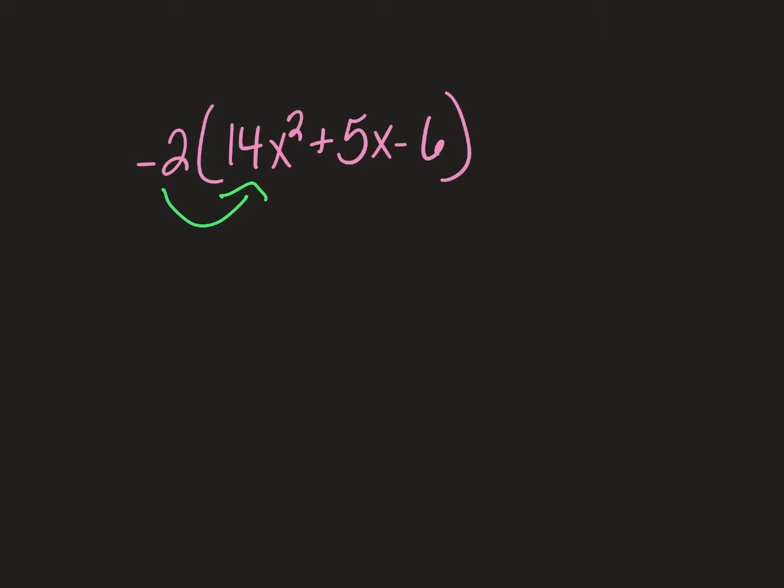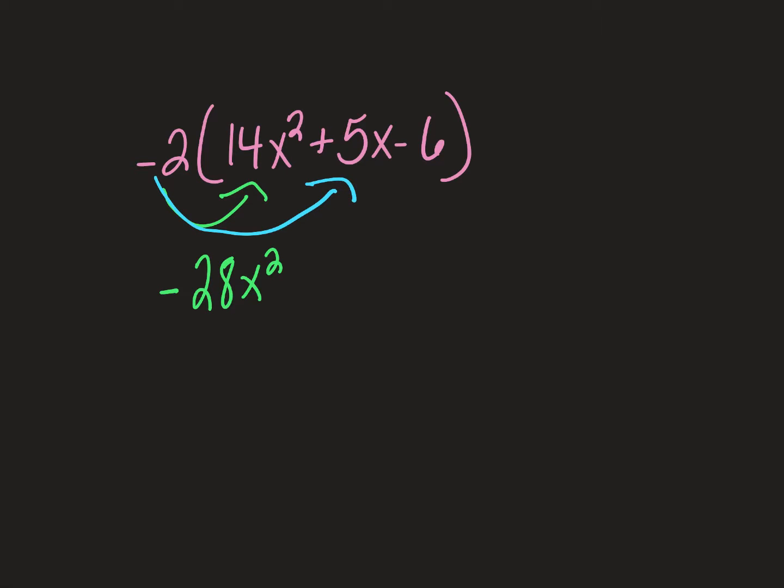So now, in this instance, we're going to have a negative on the outside. And that's going to change it just a little bit. But you're still going to be multiplying. Okay? So, William, what is a negative 2 times 14x squared? 28x squared.